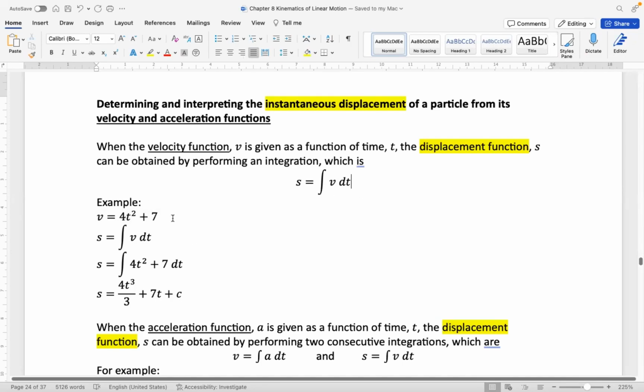Let's check one example. Let's say we have v equals 4t squared plus 7. To get displacement, we do s equals integration of the velocity function dt. So s equals integrate 4t squared plus 7 dt. After we do integration, there is a plus c at the back because this is an indefinite integral. Usually the question will give us extra information to get the value of c. After you substitute the value of c into the equation, only then will you have a complete displacement function.